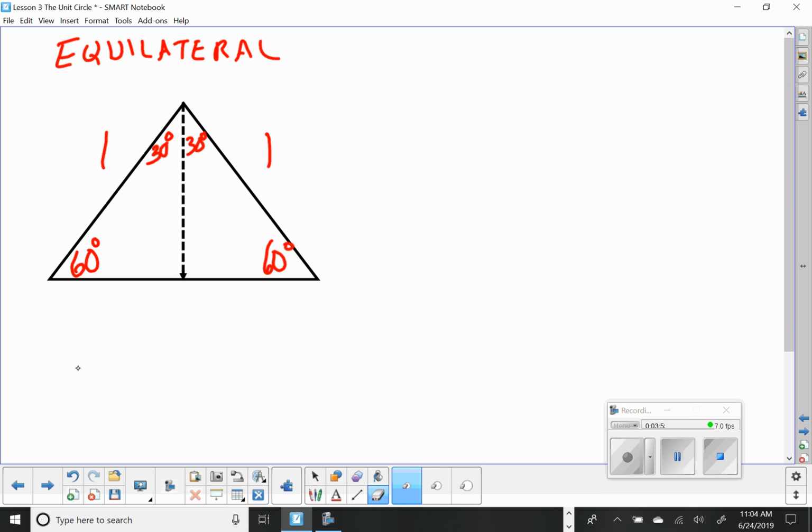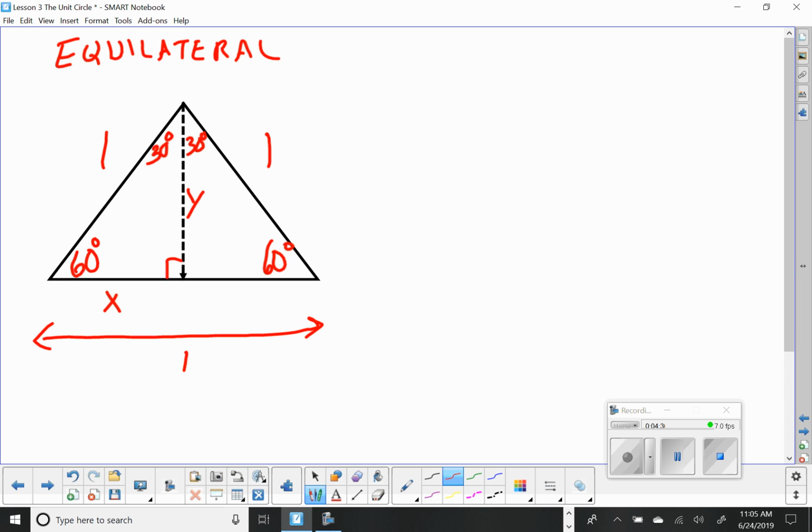But if I come along and I bisect one of the angles, now I have two 30, 60, 90 triangles. All right, so here I've got two of these. So I'm really just going to look at one of them. I have an x value, and then the height here is y. Okay, if I'm looking at my circle, now, my hypotenuse is 1. My x, from here to here was 1 because it's an equilateral triangle. So therefore, x must be equal to 1/2.